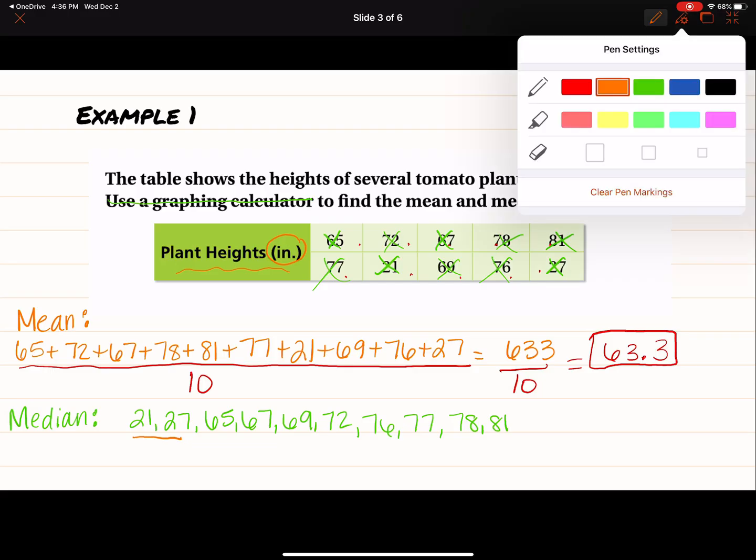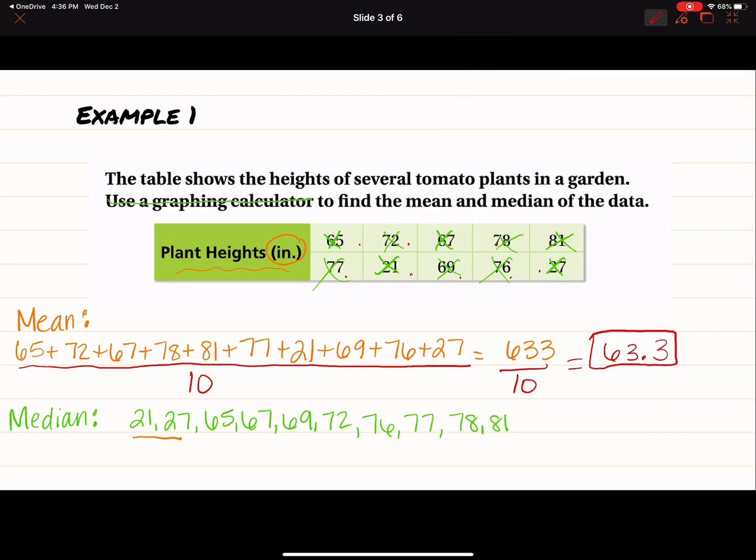Okay, so for the median of this, I'm going to find the middle 2 values. So I'm going to draw a line in the middle. This is 10 values. So there should be 5 on each side. 1, 2, 3, 4, 5.